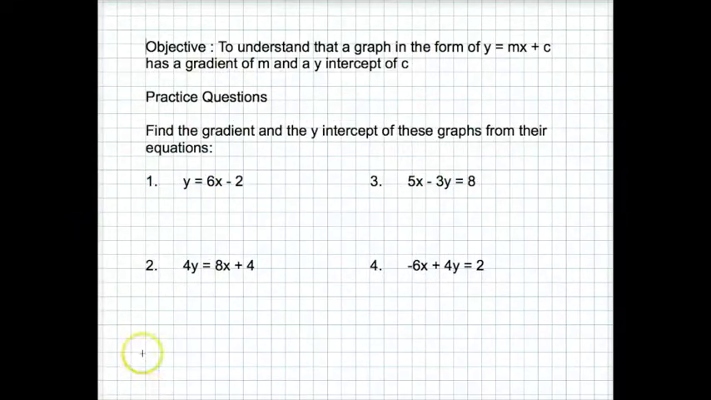Hi there, welcome to the practice questions on being able to understand that a graph in its form y equals mx plus c has a gradient of m and a y-intercept of c. What I'd like you to do is pause the video and have a go at these four questions. You're just finding the gradient and the y-intercept of these graphs. When you're happy with your answers, then restart the video and go through the model answers with me. So pause the video now.